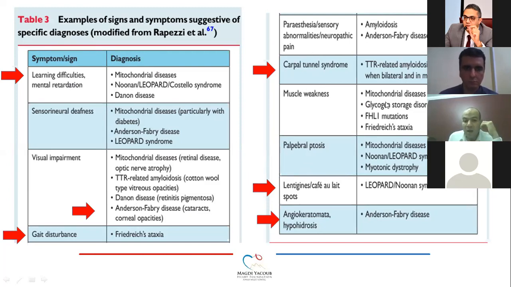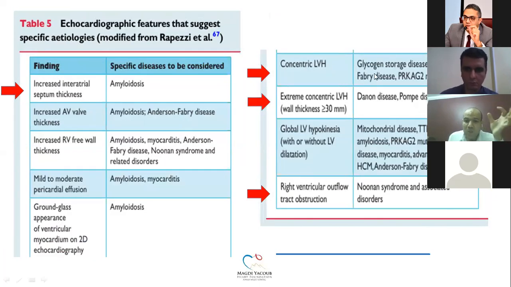So all these clinical features must be asked and searched for during the clinical examination in order to correctly diagnose the patient. Also in the echo, if we find concentric LVH, most probably this is a glycogen storage disease. If we find extreme LVH, with wall thickness more than 30 millimeter, this may suggest Danon or Pompe disease. And amyloidosis has its characteristics that we all know: increased interatrial septal thickness, increased AV valve thickness, pericardial effusion, and the ground glass appearance. The presence of RVOT obstruction may suggest Noonan syndrome. So all these features may suggest a specific genetic cause other than sarcomere protein gene mutation.